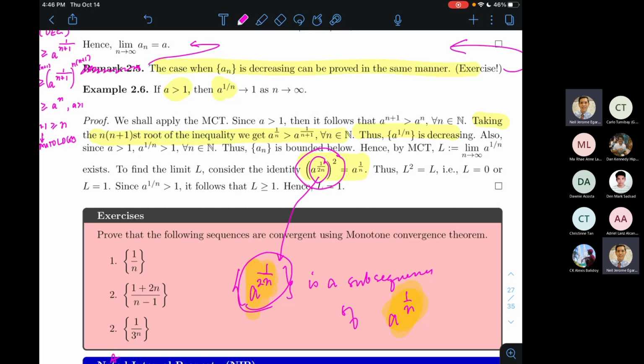So ang limit nito ay equal sa square ng limit ng a to the 1 over 2n. So the limit of this guy would be L squared. Okay? And then from above, we let the limit of a to the 1 over n to be L. So meron ka nito. So that means L squared is equal to L. Alright?